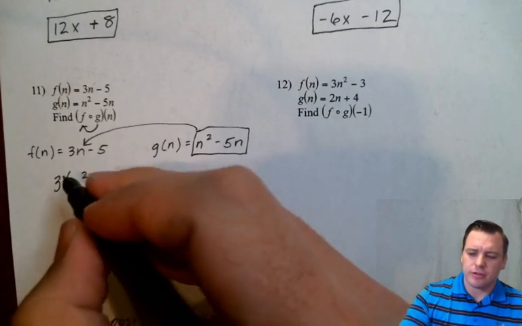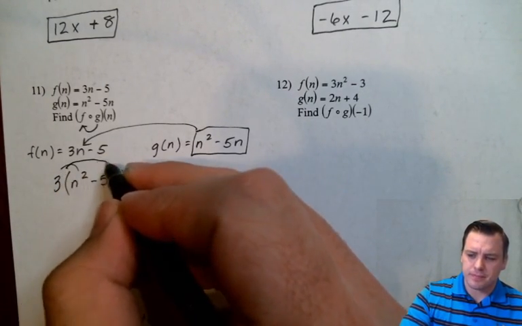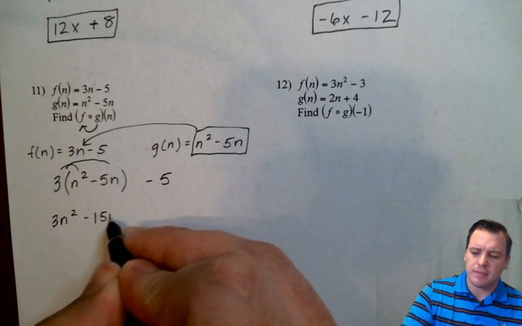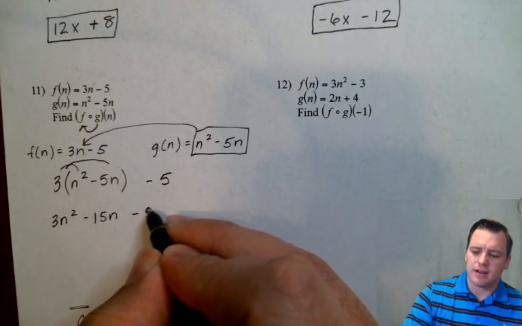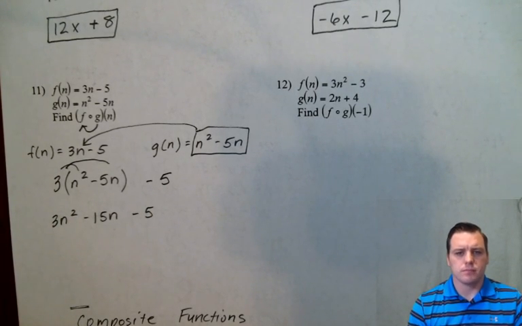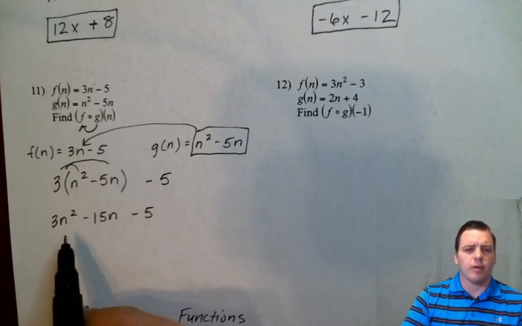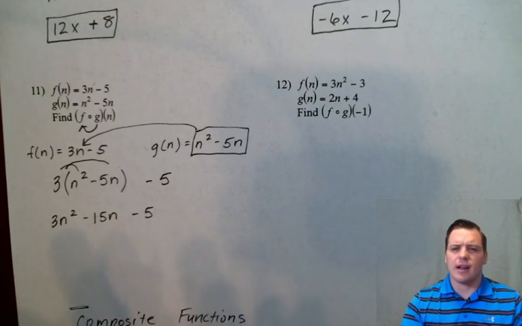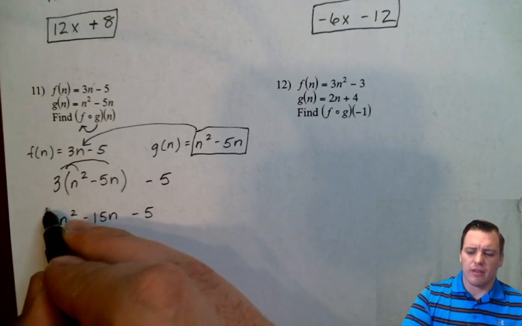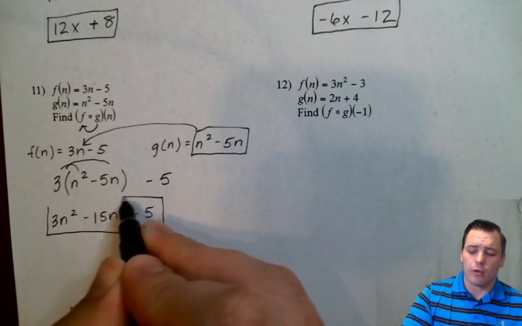I then distribute. 3n squared minus 15n minus 5. Now, I know some of you may be wondering, hey, do we factor this? Look, it's not an equation. It just says find this in terms of n. So that right there will work.